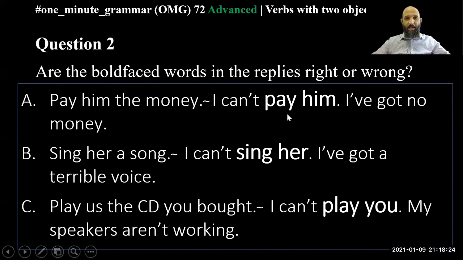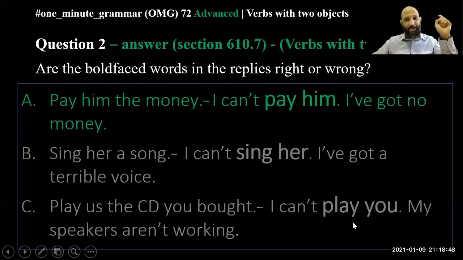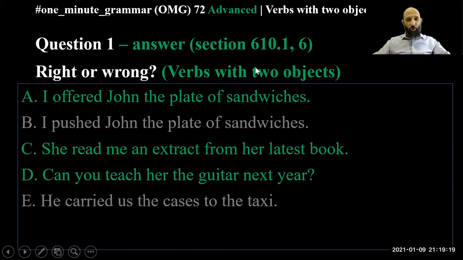Okay, now we can look at these. So pay him. Now remember the three verbs that must take a preposition before the indirect object are sing, play, and write. So pay him, I can pay him, yes. But how about sing her? No. I can sing to her. And how about here? I can play you. What do we say? I can't. I can play to you. Yes. This is the only one possible because the verbs sing, play, and write, when they don't have the thing, when they don't have the direct object, we must use a preposition before the indirect object after them.